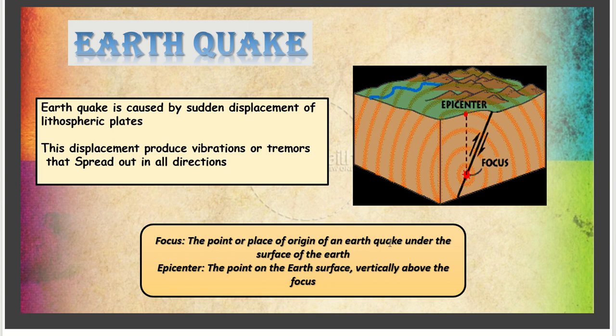Now you see, what is focus? The point or place of origin of an earthquake under the surface of the earth. From there it starts. Focus is a point from where the earthquake starts. That is the origin. What is epicenter? Straight opposite, vertically opposite, located on the surface of the earth. We name this place the epicenter. The vibration is spread till here. Vibrations or tremors spread out in all directions.